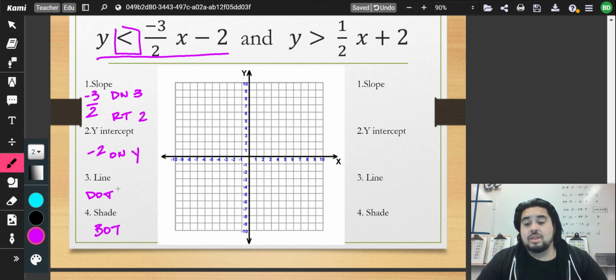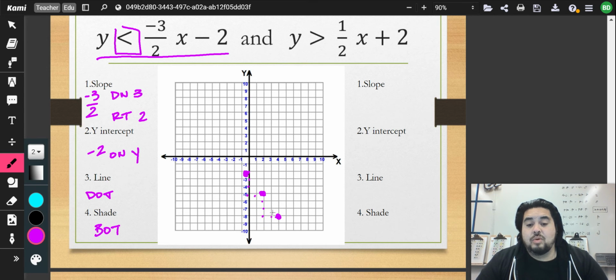Now that I have those four things, I can go ahead and graph the first line. So I'm going to start at -2 on the y-axis. According to my slope, I'm going down 3, 1, 2, 3, and right 2. I'll repeat that again, down 1, 2, 3, and right 2.